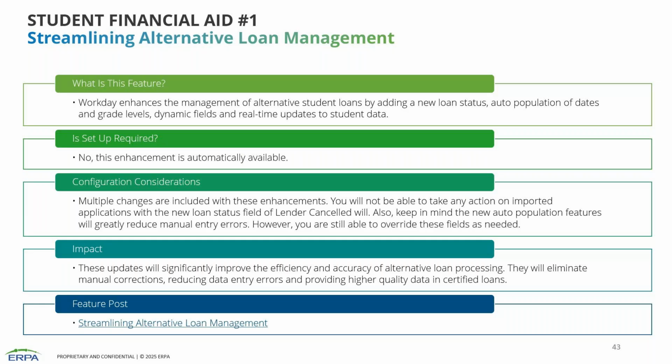You don't have to wait for the lender response file anymore, so you can immediately see the impact of those changes on your student's aid. So these updates are going to improve your experience with the alt loan management systems, as they'll be reducing our data entry errors and lender inquiries. That gives us higher quality data for our certified loans. And they'll be eliminating manual corrections and providing faster loan processing for us.